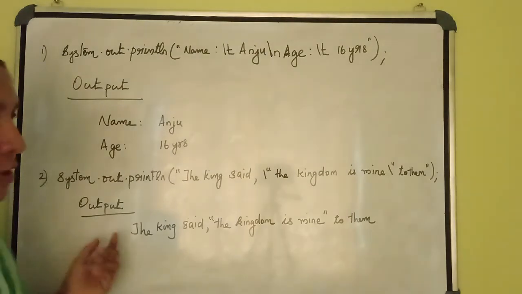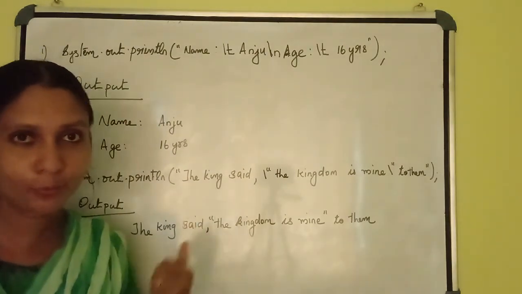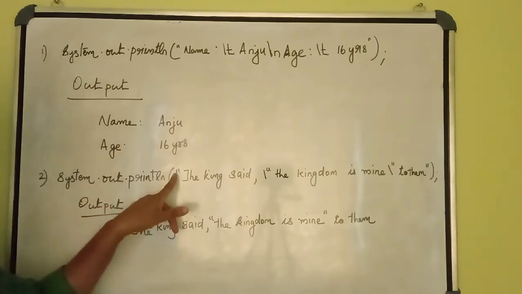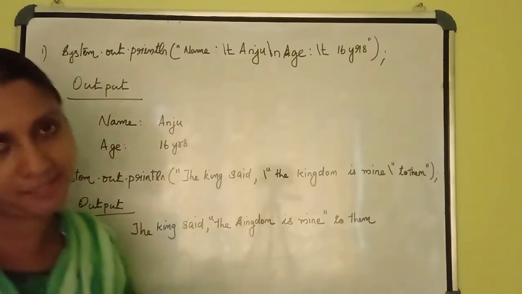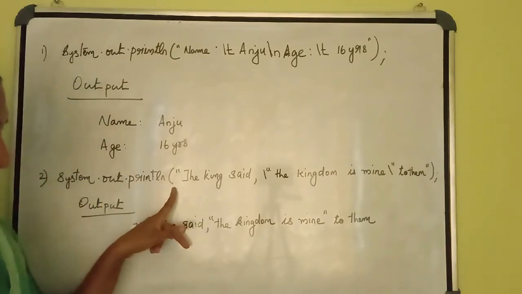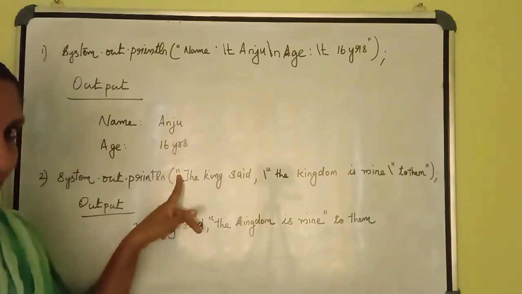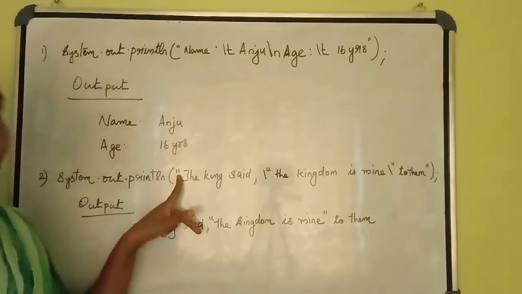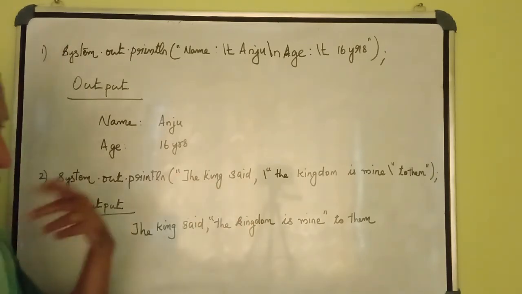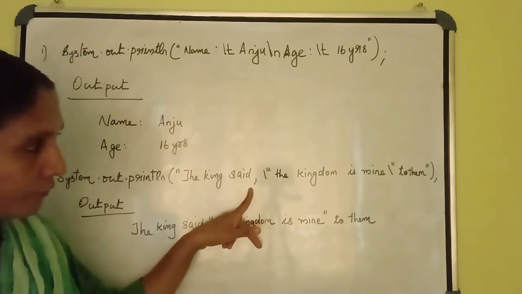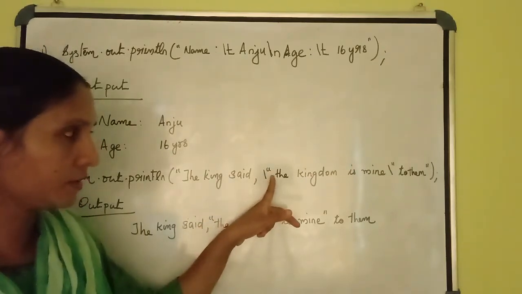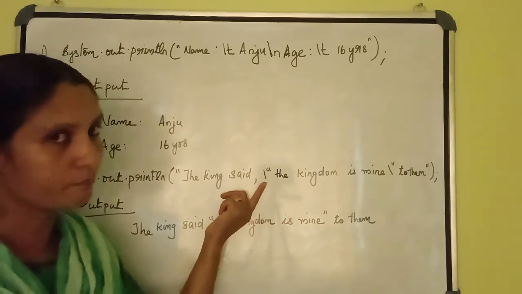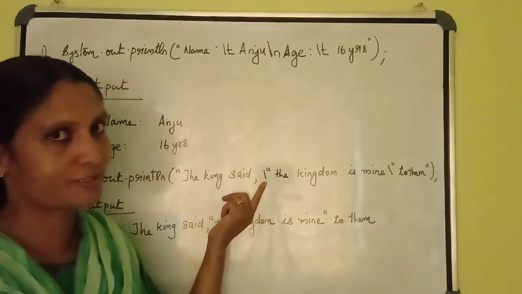Next example: if you want to print a double inverted comma, how can you do this? Usually we use System.out.println with double inverted commas to print the matter. Without a backslash, it will not print it. This double inverted comma will not print, because it is used to delimit the matter to be printed. If I want to print "The king said" inside double inverted commas, how can I give that? With the help of a backslash. This is called an escape sequence.